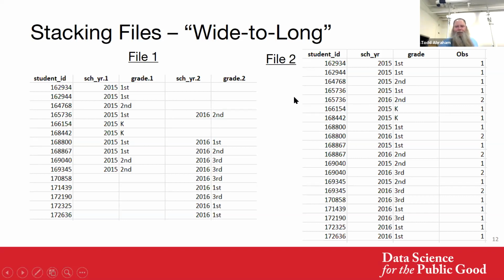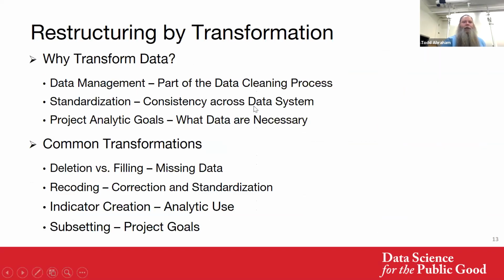Fun times. So stacking files is basically just reverting a wide file back to long. Some other types of restructuring data sets don't necessarily involve altering the shape of the data, but they alter the content of the data. So we think about structuring data through what's called essentially transformation processes.